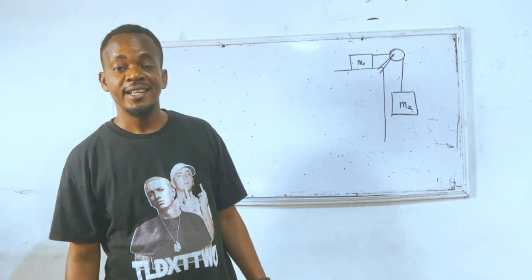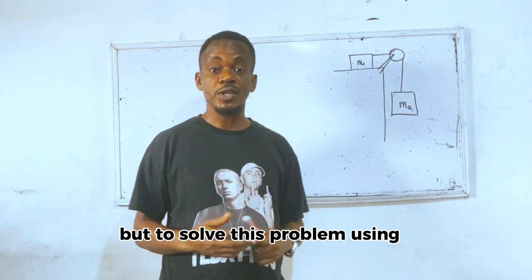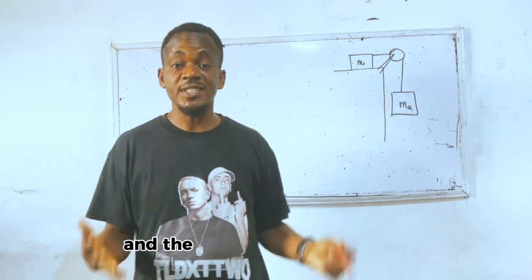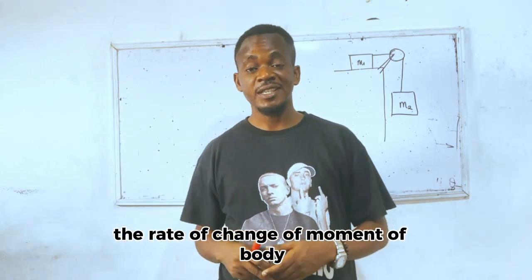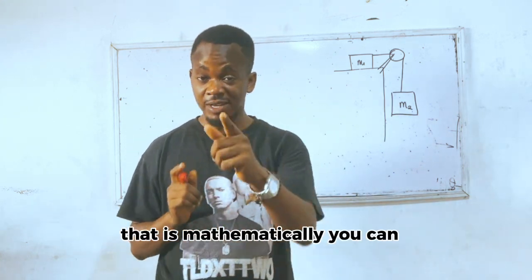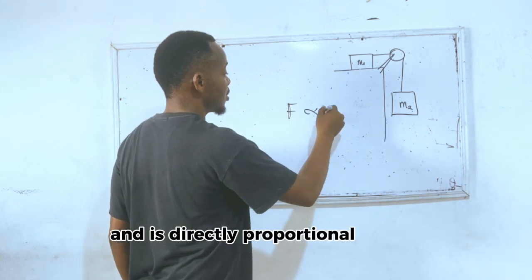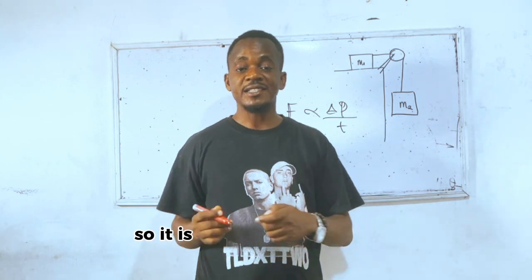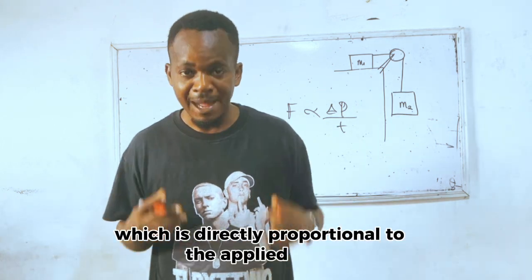Okay, I want us to solve this problem using Newton's laws of motion. As you know, the second law states that the rate of change of momentum of a body is directly proportional to the applied force. That is, mathematically, F is directly proportional to the rate of change of momentum over time. So it is the rate of change of momentum of a body which is directly proportional to the applied force.